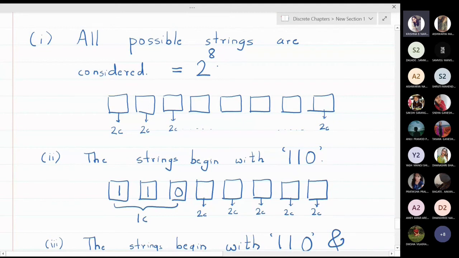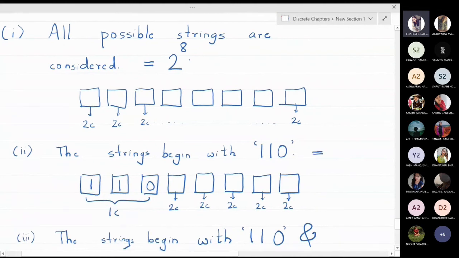So the total number of choices is how much? The strings that begin with 1, 1, 0 of length 8 is how much? It is 2 raised to 5 by the multiplication principle.